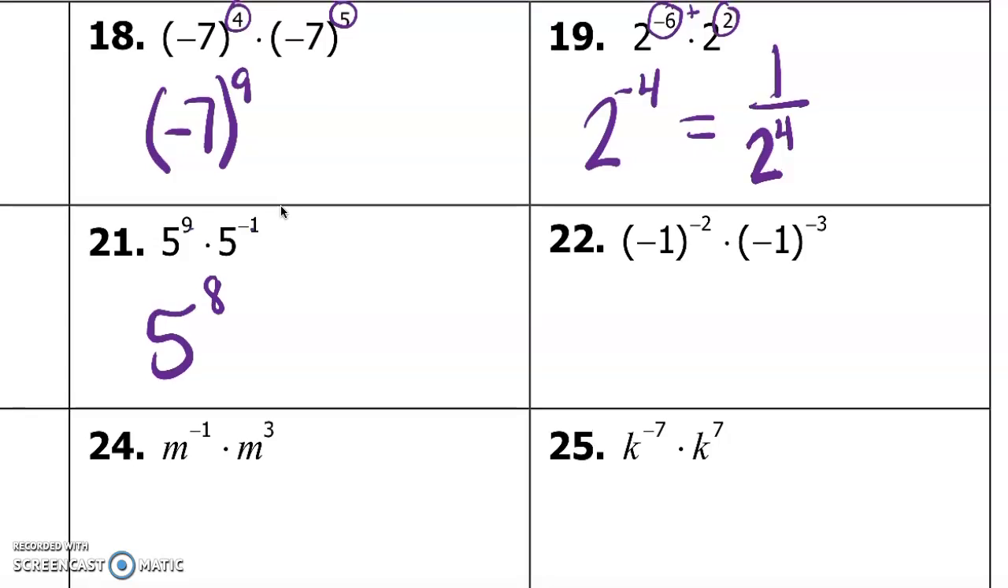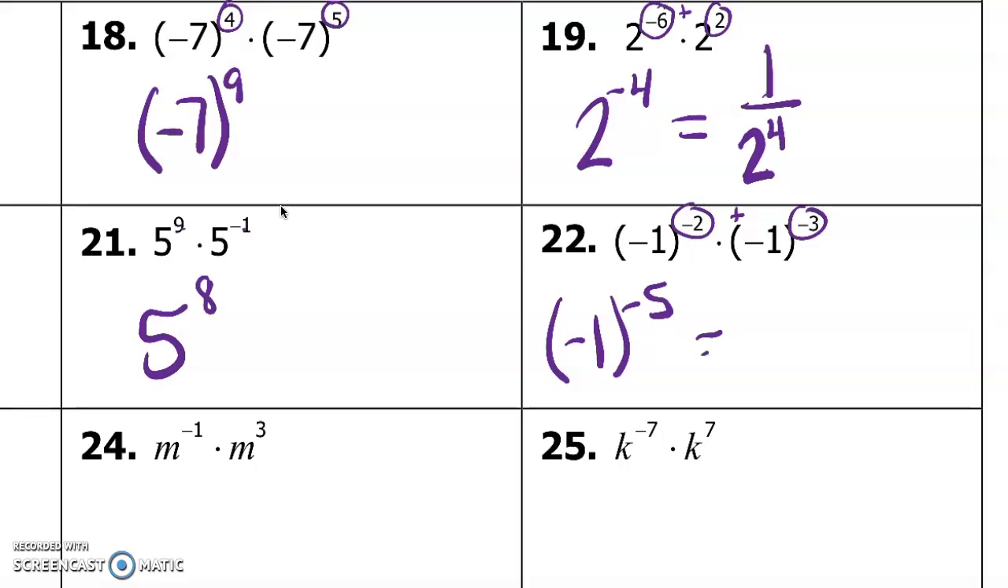22, we leave the -1, add these two together, we get -5. So just like up here in 19, we need to move that to the bottom. 1 over -1 to the 5th. So all of those had numbers. You left the big number, the base, as it was, and then added the exponents.